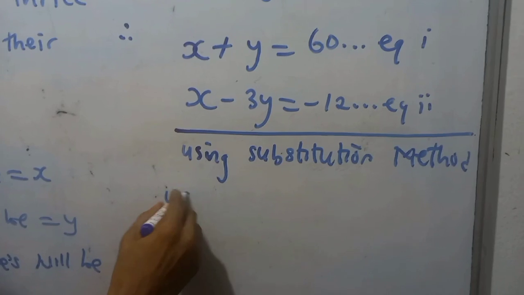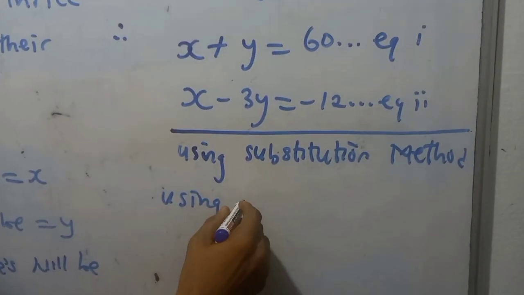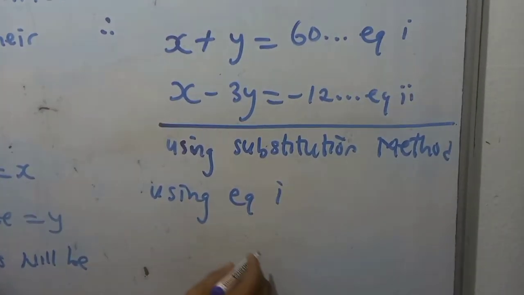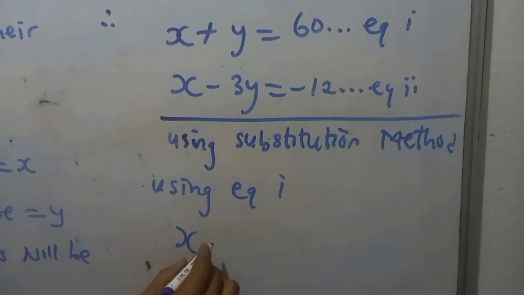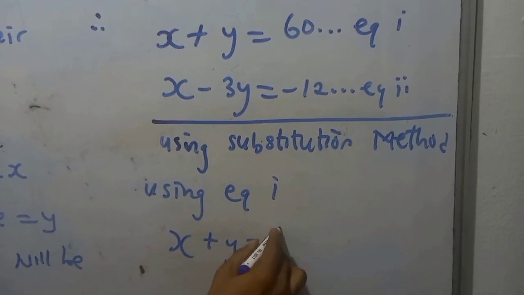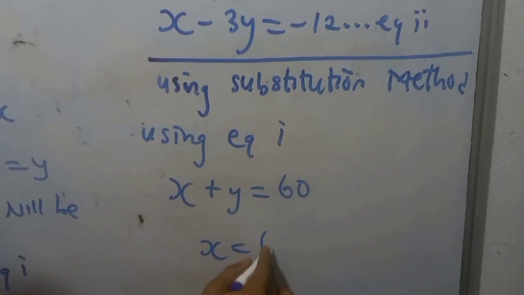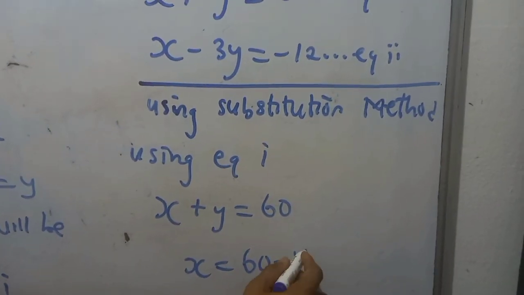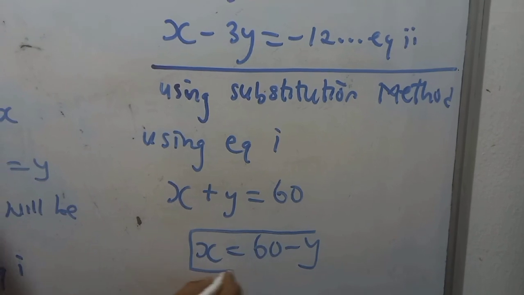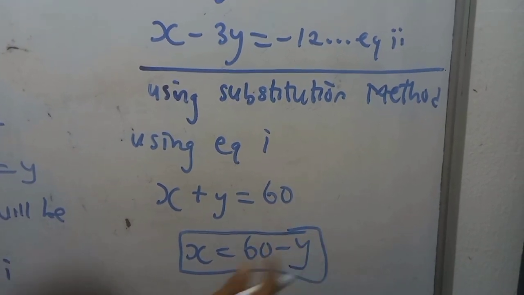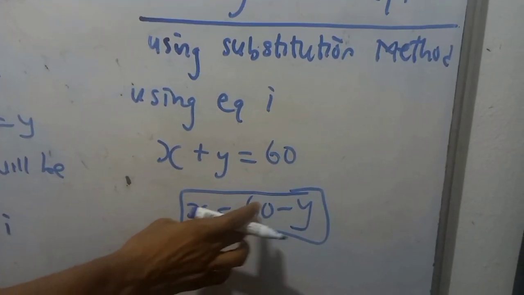You can use equation 1. Using equation 1, which means that x plus y equals 60, so x equals 60 minus y. So anywhere I see x, I will substitute 60 minus y.